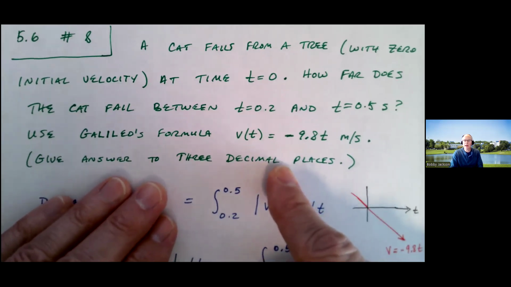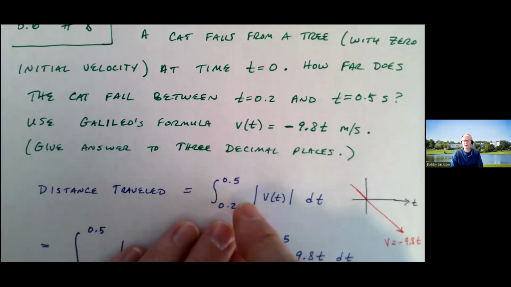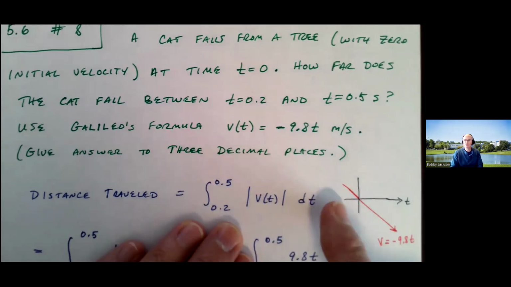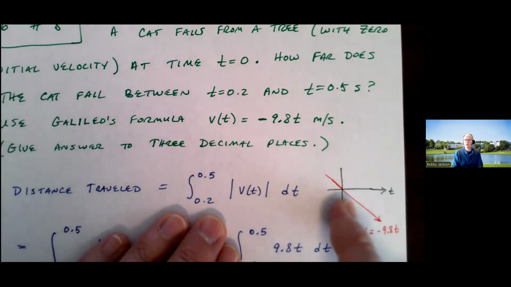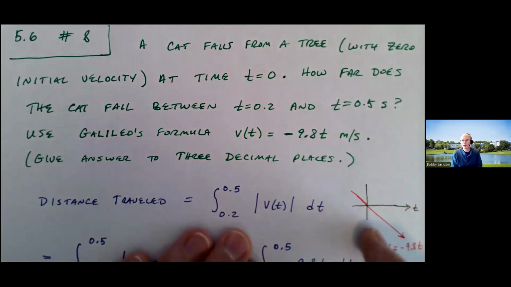Okay, so we're looking at how far the cat will fall. So that's distance traveled. Remember, distance traveled, we have to integrate the absolute value of the velocity function. Now, I graphed the velocity function. Of course, it's only valid for values of time greater than 0, I would assume, right? We're starting the stopwatch at time 0.